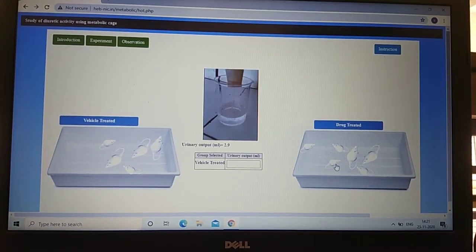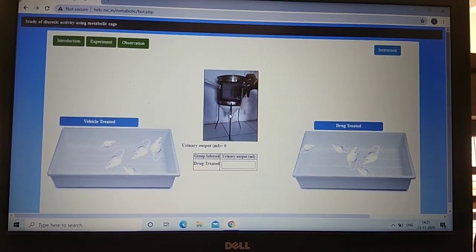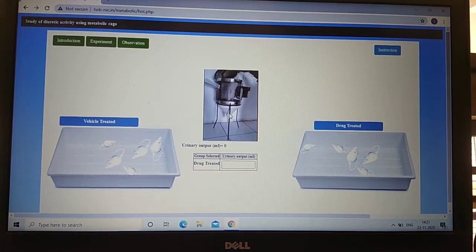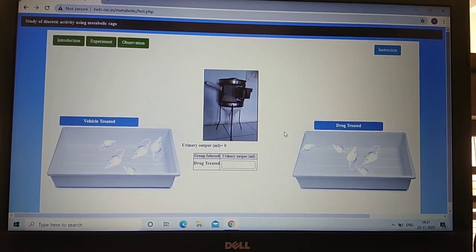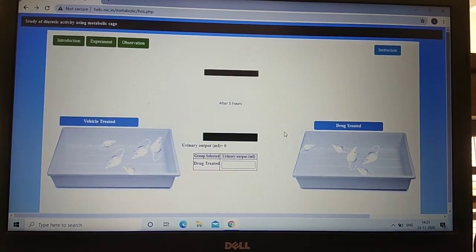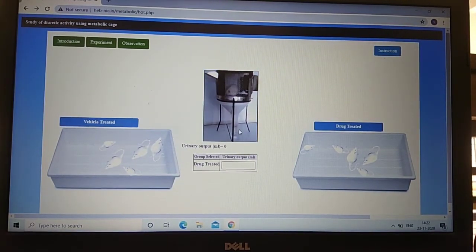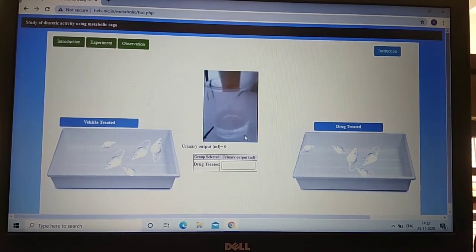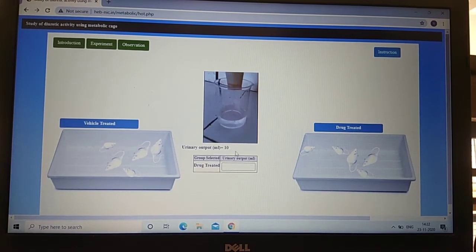In the same way, we'll take one drug treated animal and keep it in a similar way in that metabolic cage for another 5 hours, and we'll keep a beaker below that metabolic cage, and after 5 hours we are collecting the urine output. And you can see for drug treated the urine output is 10 ml.